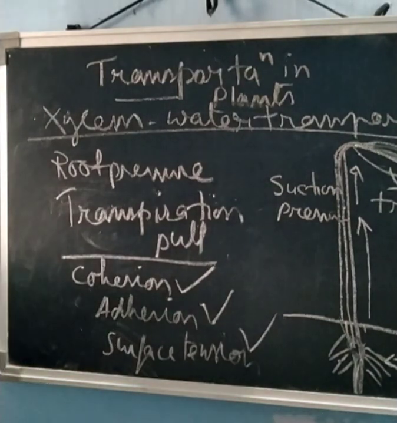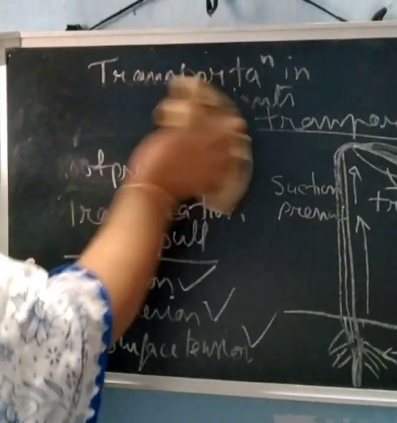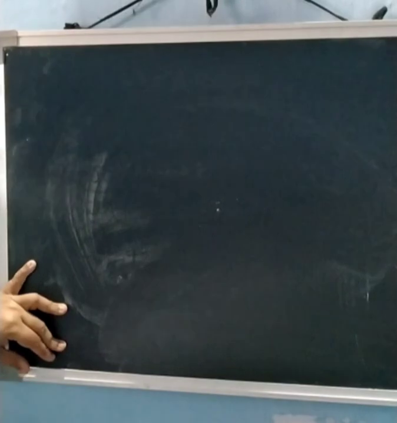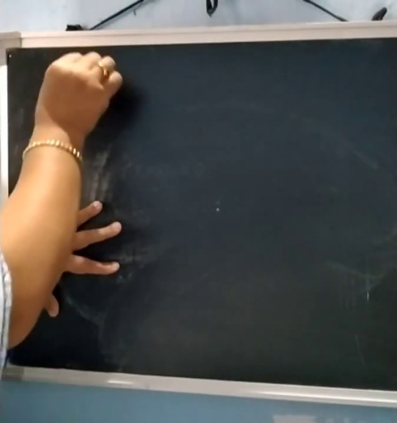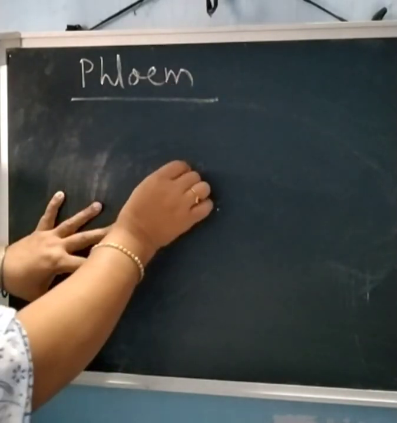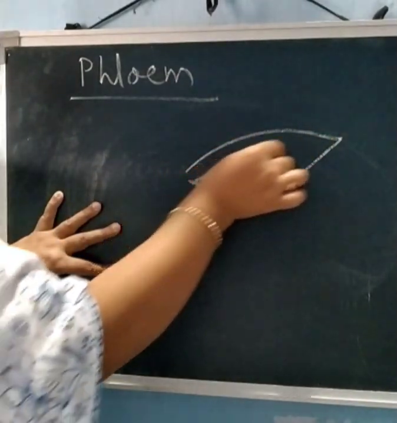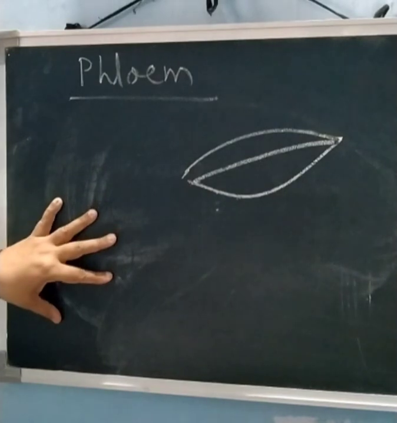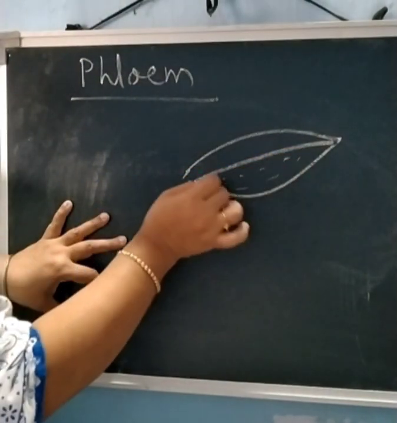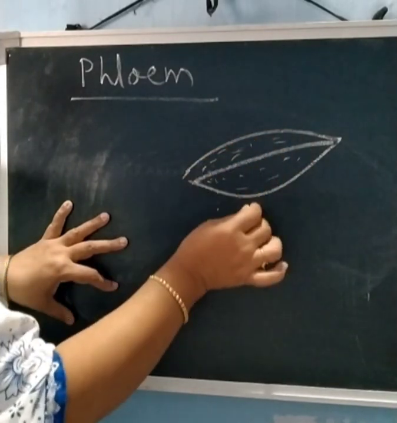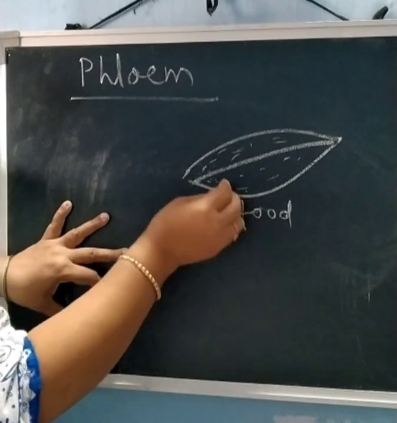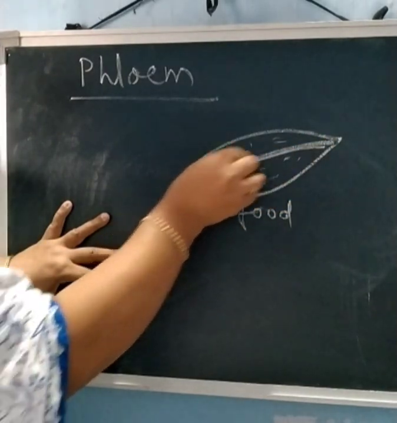Now the next one is phloem. How does the phloem help in this transport? So what happens in the phloem? Here the leaf is the major food production center. When food is produced in the leaf cells, okay, entire leaf cells are producing what? Food.